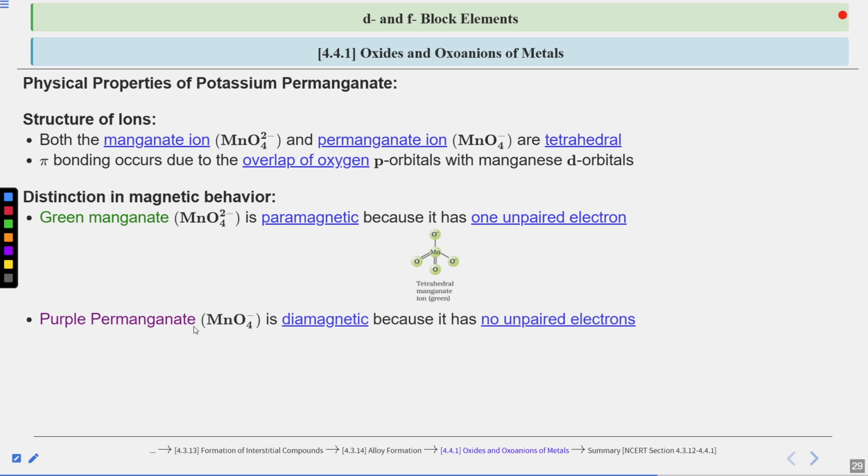The other is the purple permanganate, which is MnO4 negative. The magnetic behavior it shows is diamagnetic because it has no unpaired electrons. The structure involves Mn double bond O, double bond O, double bond O, and single bond O negative. This is the tetrahedral permanganate ion, which is purple in color. It has no unpaired electrons, so that's why it is diamagnetic.